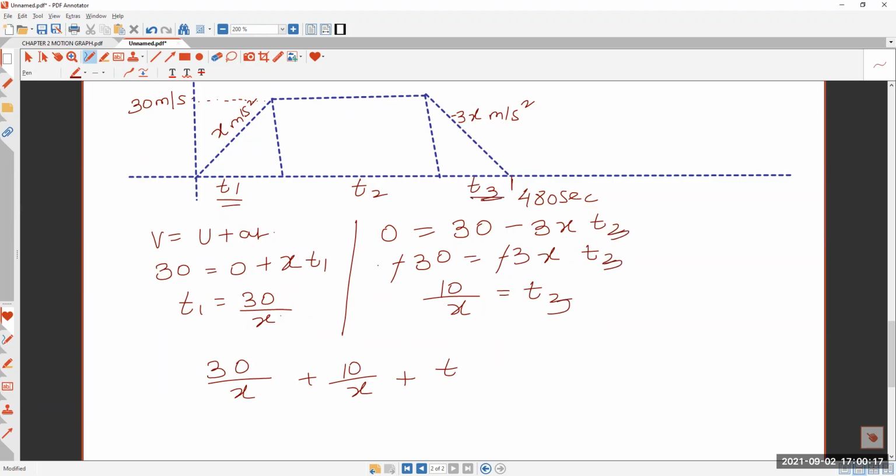So the total time is 480 seconds. This is my equation number 1. T2 we can take as 480 minus 4x. Why 4x though? Because T3 is 3x, T1 is x. No, T3 is not 3x, T3 is 10 by x.